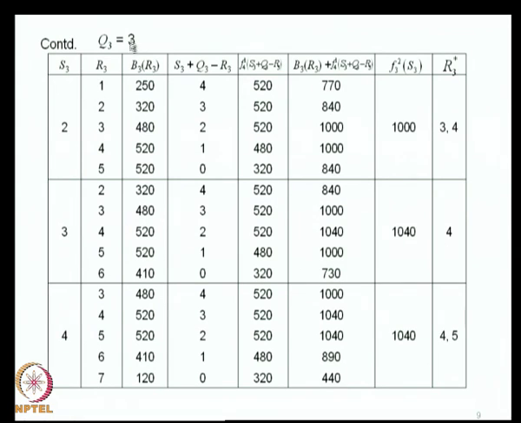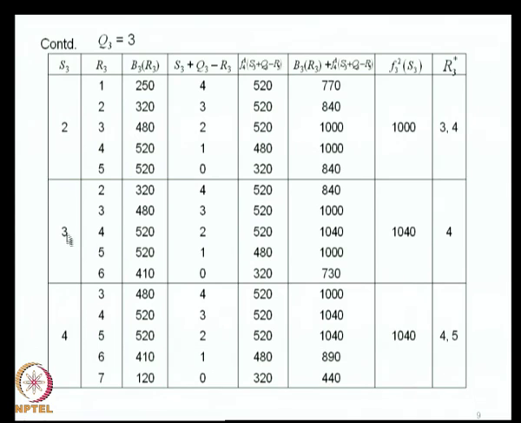So, 2 plus 3, you go up to 5: 1, 2, 3, 4, 5. You can make a maximum release of 5. Do the same calculations as we did earlier, and then obtain R3* as 3 or 4, and the corresponding objective function value is 1000.